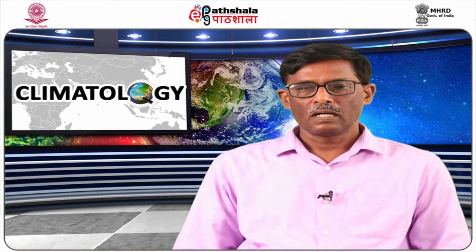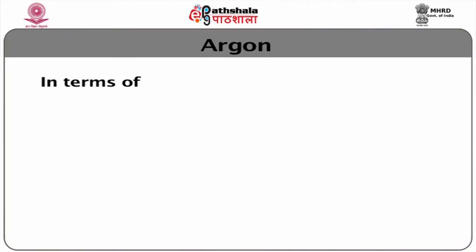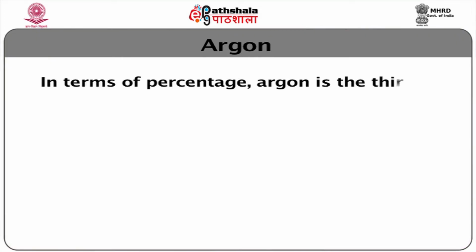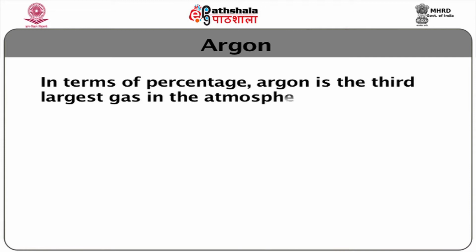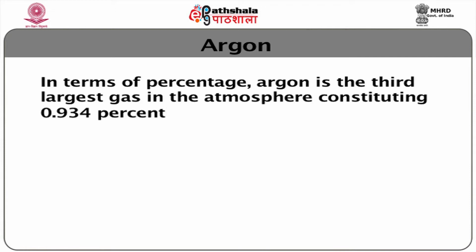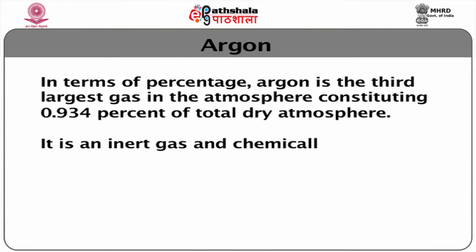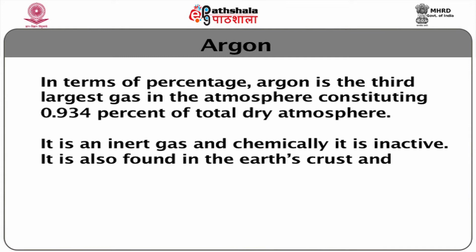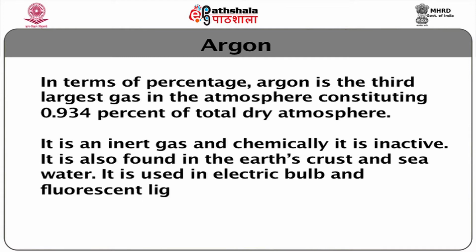Argon. In terms of percentage, argon is the third largest gas in the atmosphere, constituting 0.934% of total dry atmosphere. It is an inert gas and chemically it is inactive. It is also found in the earth's crust and seawater. It is used in electrical bulbs and fluorescent lights.